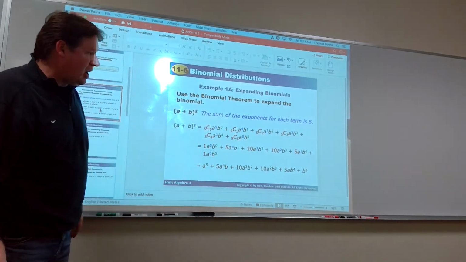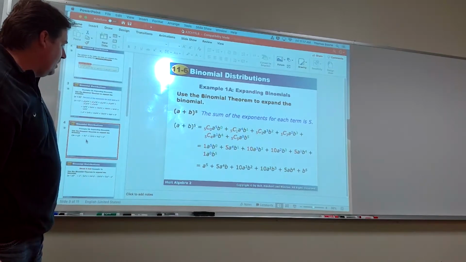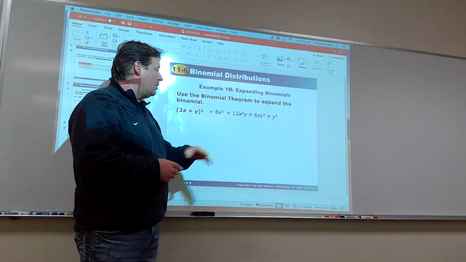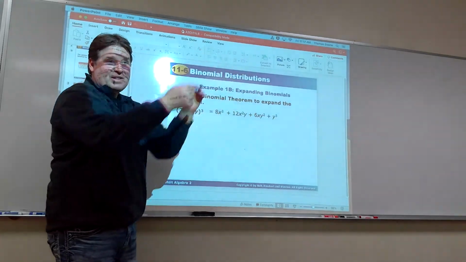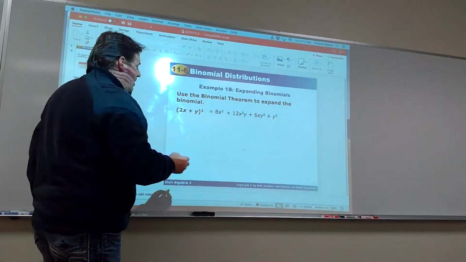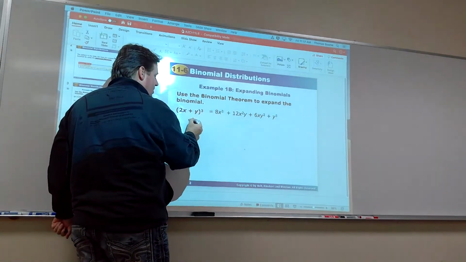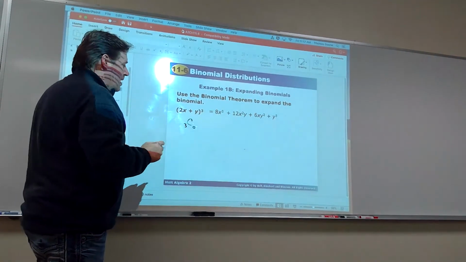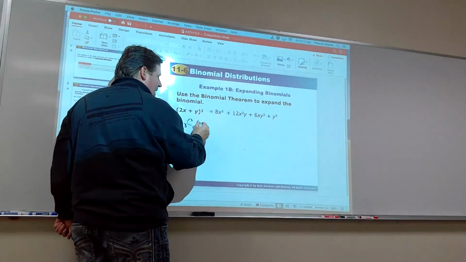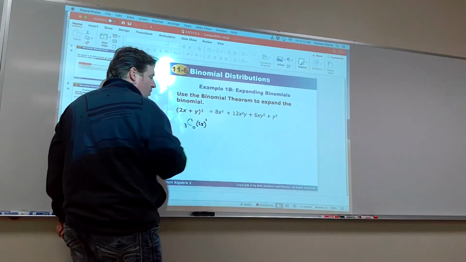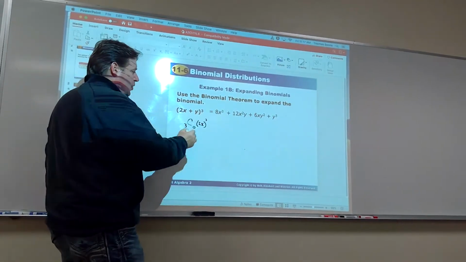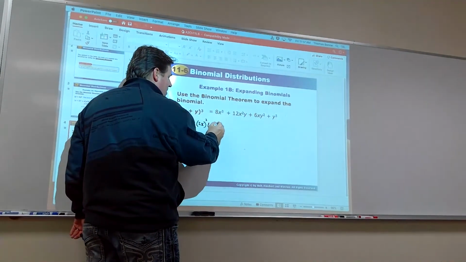All right, so let's try one. Here it is. Let's do 2x plus y to the 3rd power. This is what we should get. Let's see if we can do it. We start off with the combination of 3 choose 0, 3 because that's the exponent there. We take the first term, 2x, and raise it to the 3rd. Notice I put that in parentheses because we have to raise the 2 and the x to the 3rd power. Y is going to be to the 0 power.